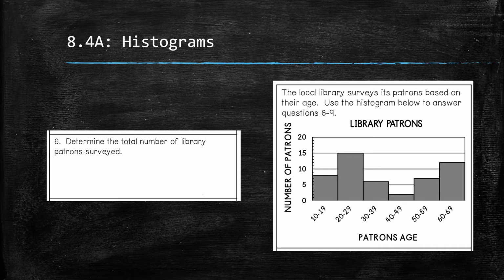A local library surveys its patrons based on their ages. They created a histogram and we're going to answer some questions. First one says, determine the total number of library patrons. So in order to know how many people are in our sample, I'm going to look at my frequency, my y-axis, which is right here, and calculate the height of each of those bars. Once I do that, I can add them up. And when I do that, I get 50. So there's 50 patrons in all.